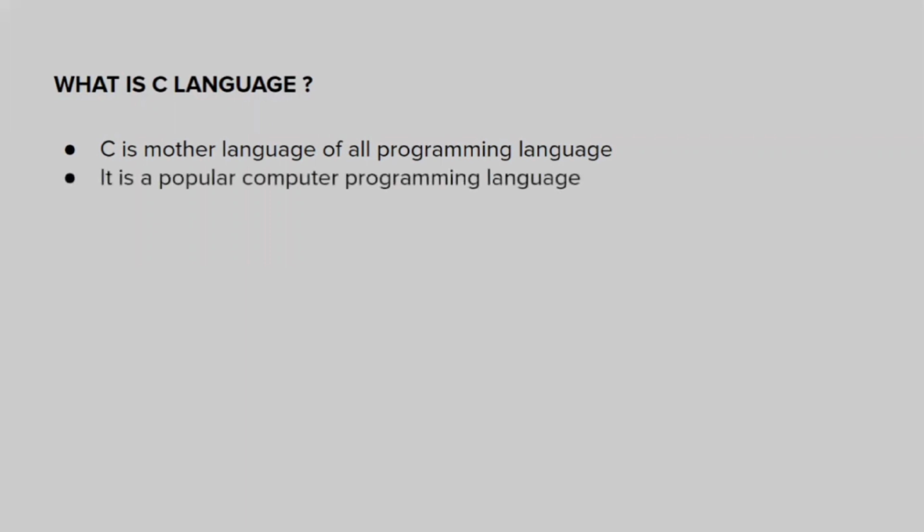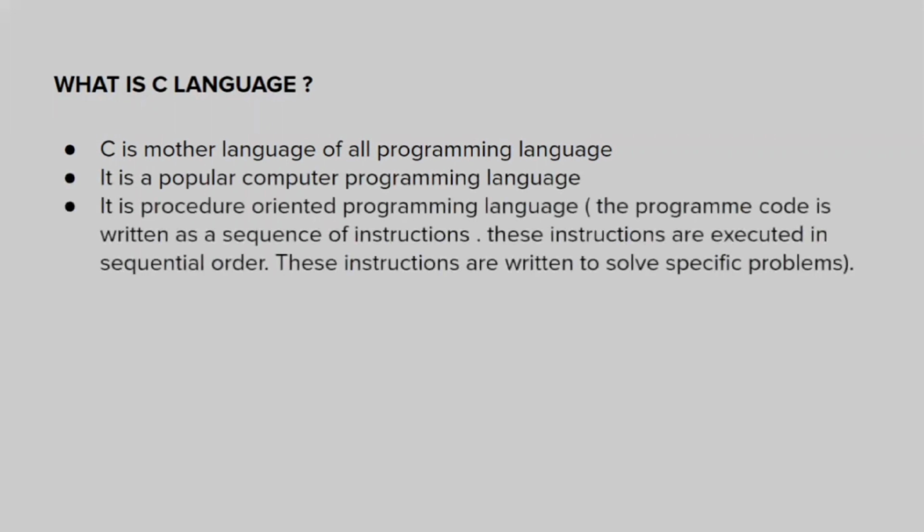It is a popular computer programming language and it is a procedure-oriented programming language. What do you mean by procedure-oriented programming language? The program code will be written as a sequence of instructions, and these instructions will be executed in sequential order. These instructions are written to solve specific problems. While we are writing code, we write it as a sequence of instructions, and C will execute in the format of these instructions. So it is a procedure-oriented programming language.